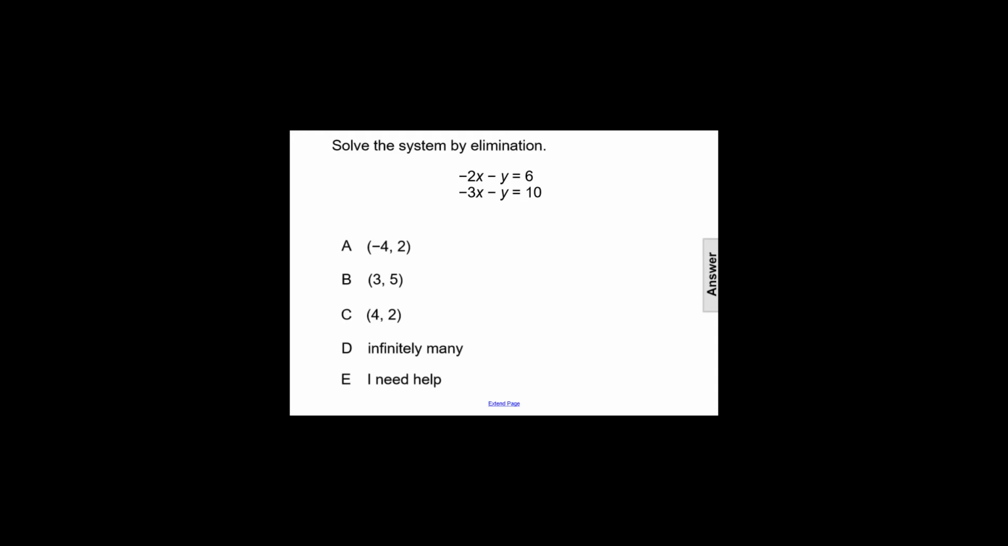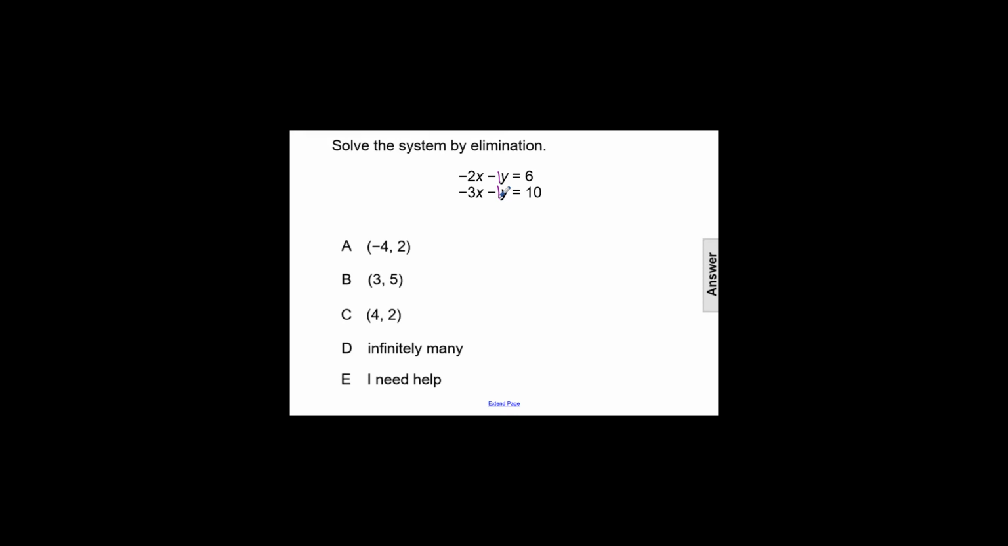to eliminate. You're looking for opposite coefficients or the same coefficients in order to achieve that goal. Well, the coefficients of x in this system are negative 2 and negative 3. They're not the same and they're not opposites. But the coefficients of y are negative 1 and negative 1. They're the same thing. So we're going to choose to eliminate the y variables.